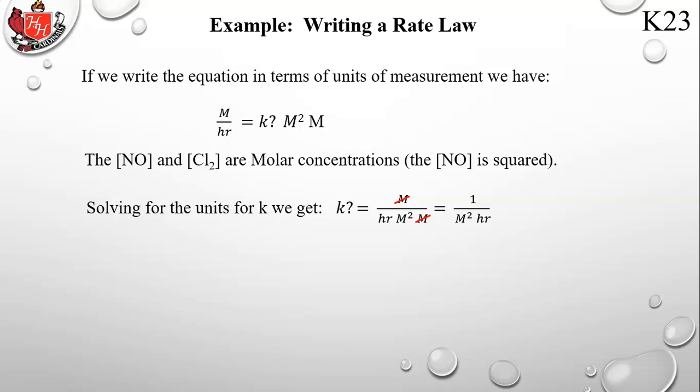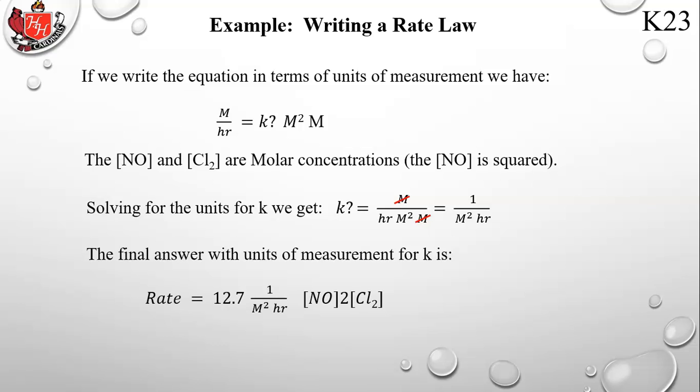So you can see that the unit of measure is going to depend on whether it's a first order, second order, third order equation. That's going to determine what the units of measure for K are. The final answer with units of measure for K is, there it is, 12.7, 1 over molar squared hours, times the concentration of NO, to the second power, times concentration of Cl2.